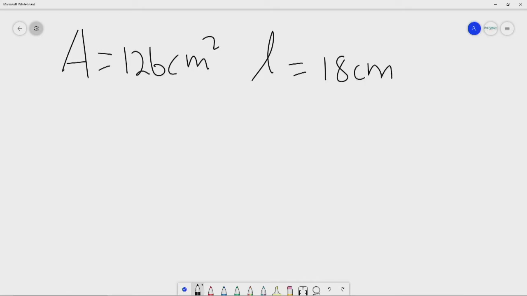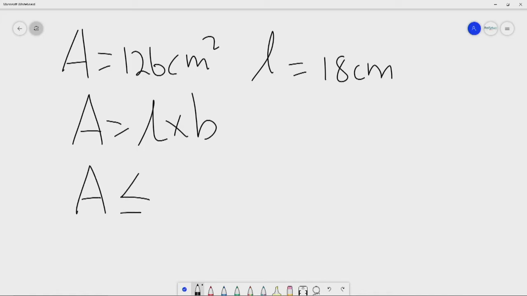But what is the formula used to calculate the area of a rectangle? So it's A is equal to L multiplied by B. But in this case, it says that our area must not be more than 126 centimeters square. So if it's not more than, it definitely is less than. So we need to rewrite this. So A is less than or equal to LB.